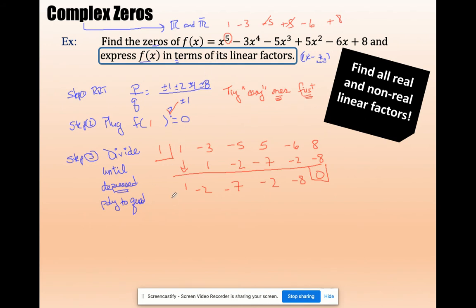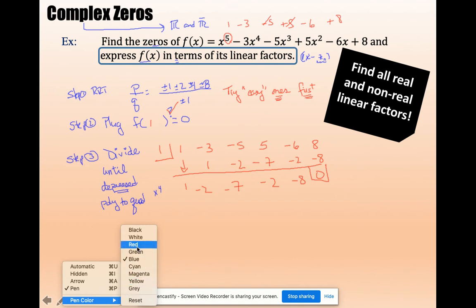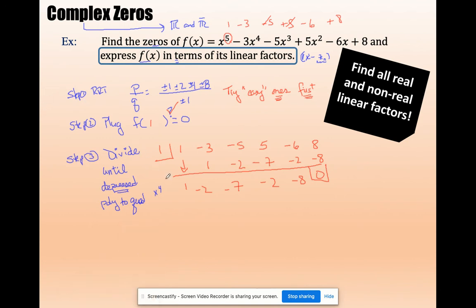I started with an x to the 5th, so this is an x to the 4th. So I have to keep going, right? So what do I have to do? I have to go back to my step 1 and pick another number. Now I'm going to give you the numbers, okay? In the interest of time, I'm going to give you the next factors. 4 is a factor.